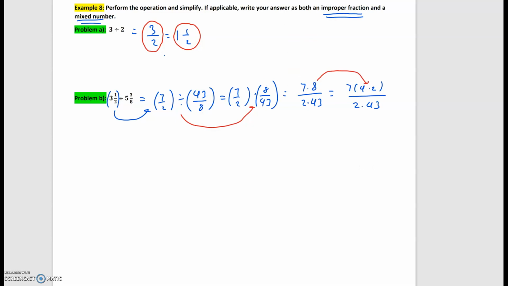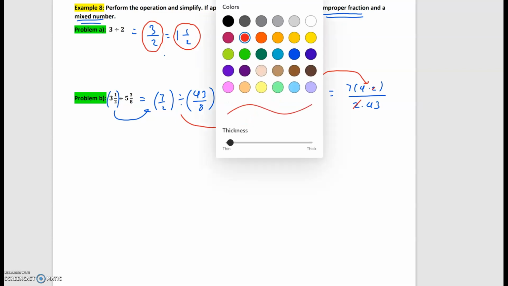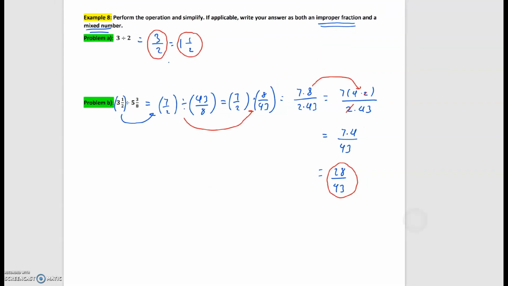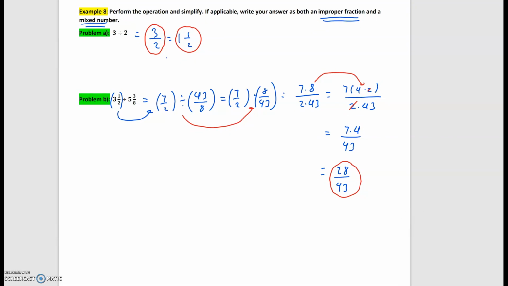And at this point, we can actually cancel common factors. So we're going to be left on the top with 7 times 4 over 43, or 28 over 43. That's going to be our main answer. No mixed number since the numerator is less. Okay, so this is it for the first 2 problems. Let me pause the video for you guys to catch up, and then we'll move on into the other one.